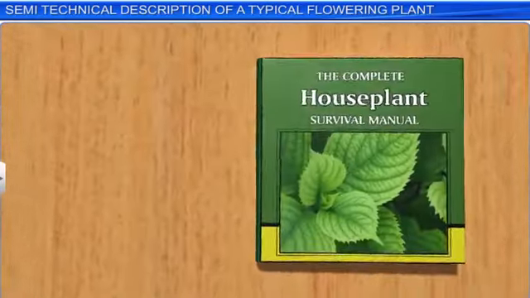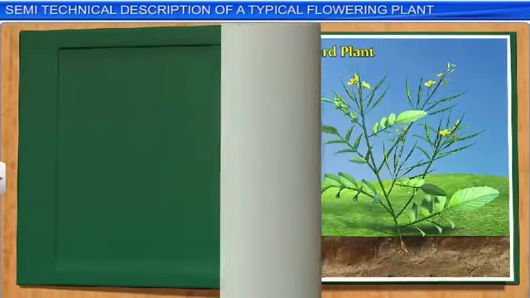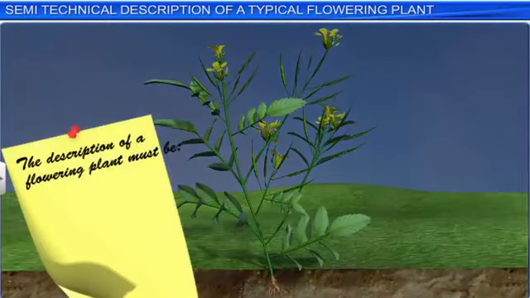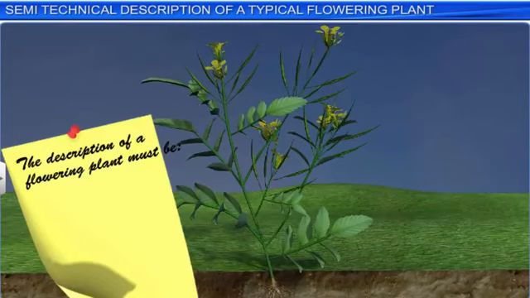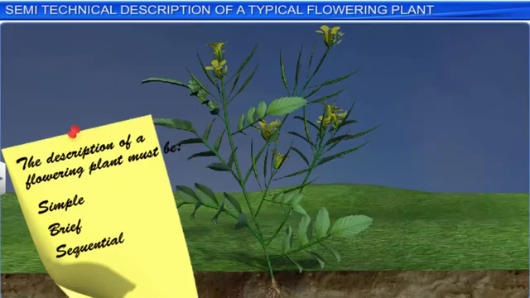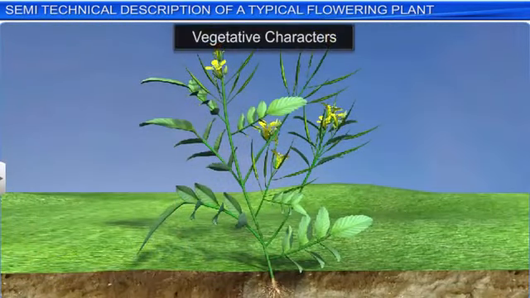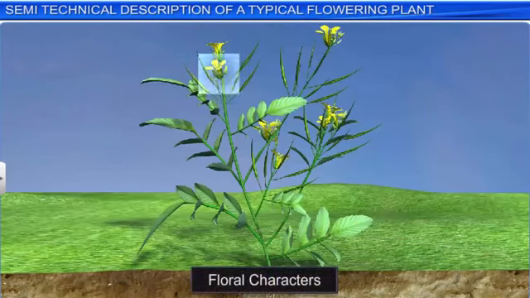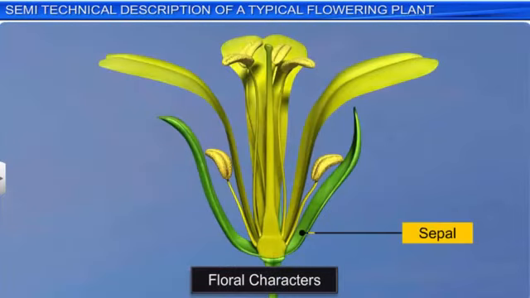Technical descriptions of plants are very useful in the study of floral morphology and help taxonomists in the easy identification and classification of plants. The technical description of a flowering plant must be expressed in scientific language and must be simple, brief, and sequential. The description starts with the vegetative characters of the plant, such as the type of roots, stem, and leaves. This is followed by a description of its floral characters and flowering parts, such as sepals, petals, stamens, and carpels.